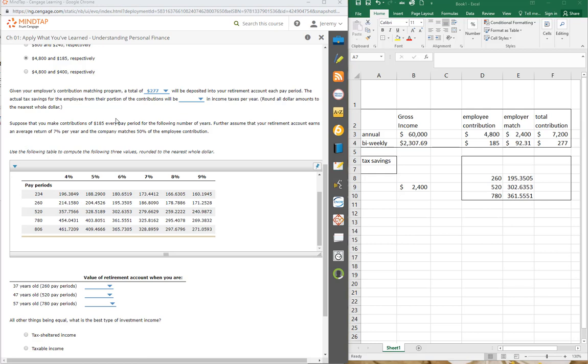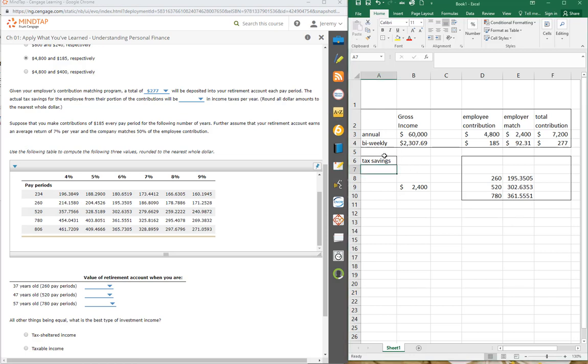So even though I'm contributing $4,800 per year into my 401k, it's not going to reduce my net income by that much because it's pre-tax dollars. Those dollars aren't taxed. Well, they're taxed, but only when I retire and start withdrawing that money. In order to figure out what that savings is going to be, I have to remember from the top I'm in the 25% marginal tax rate.